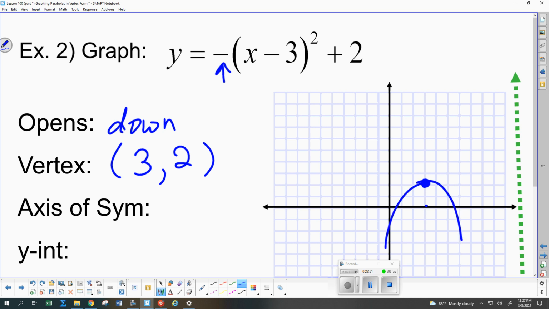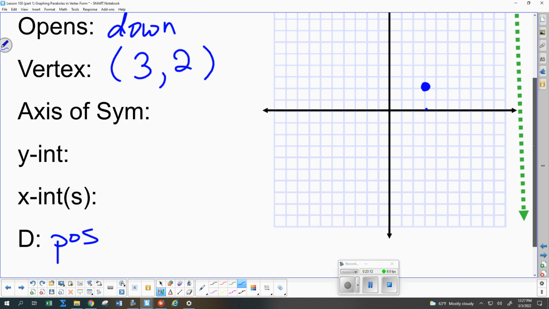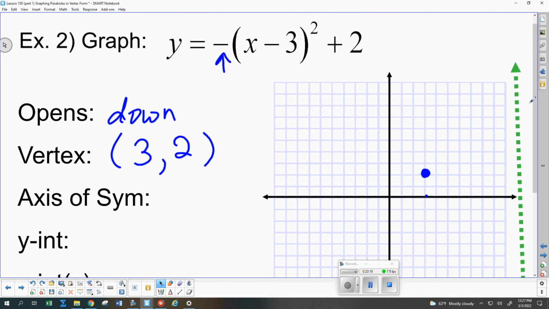How many x-intercepts will that have? Don't draw it yet. 2. If it has 2 x-intercepts, what does that mean about the discriminant? Positive. I should have undone that parabola that I drew real fast first. Now I'll write positive. Okay, my axis needs to go through that. So my axis needs to go through that vertex.